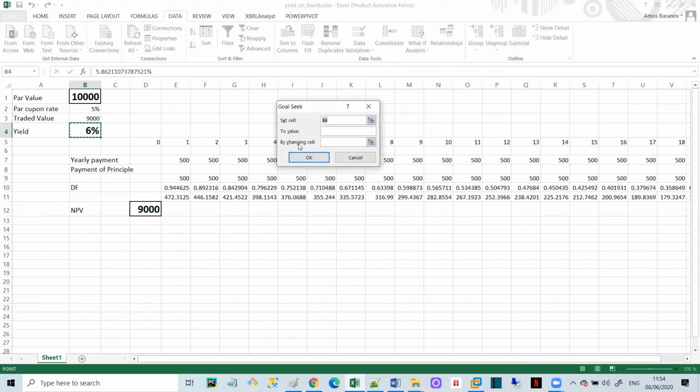And the way you do it, you say set cell, you're setting this cell, okay? You want to set this one to a value of 9,000 by changing this cell. And when I build up this Excel, the discount factor is a function of this one. For example, 0.9446 is 1/1+6%. And this one is the same thing, just squared, etc. I did all of them, I multiply, then I add them up, and I got that amount.